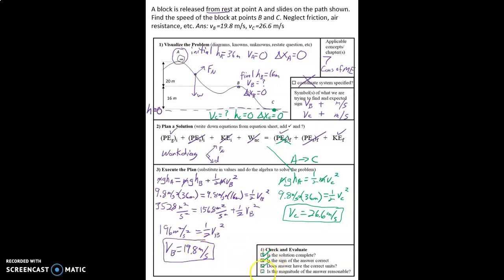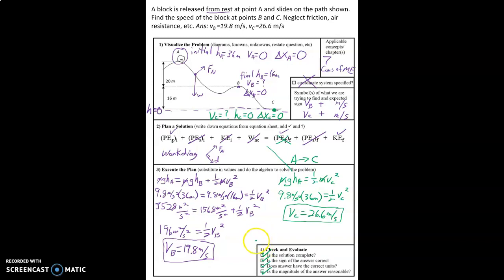And are the magnitudes of the answers reasonable? Well, this is pretty fast. This is like 40 miles an hour, and this is like 55, 60 miles an hour. So that's pretty fast. However, we're talking about a block that slid down a path with no friction, no air resistance, and it went downhill over 100 feet. So yeah, it's going to be going pretty fast if there's no friction and it went downhill that much. So at least, it's not crazy to think that it would be going pretty fast.